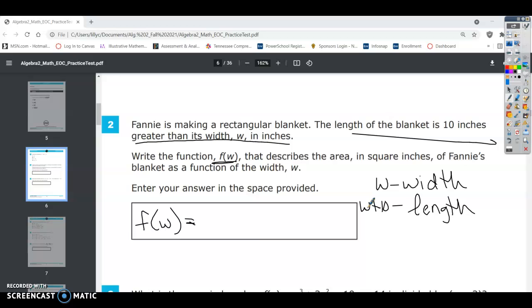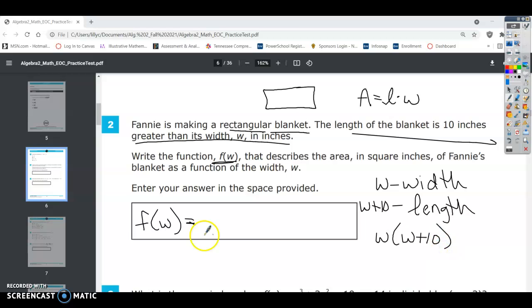We know that the area of a rectangular blanket is going to be length times width. If we know the width is W and the length is W plus 10, all we have to do is multiply those together. So we're going to have W times W plus 10.